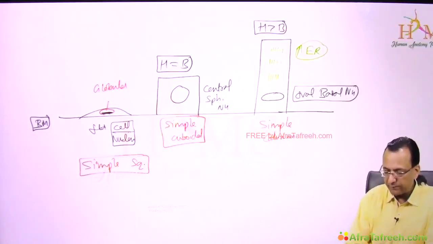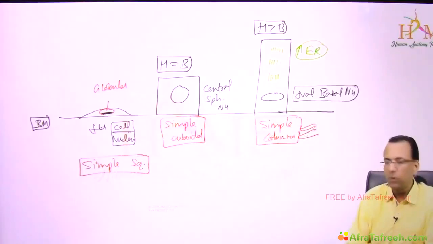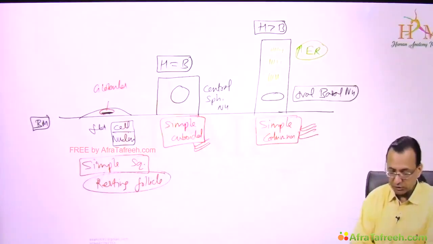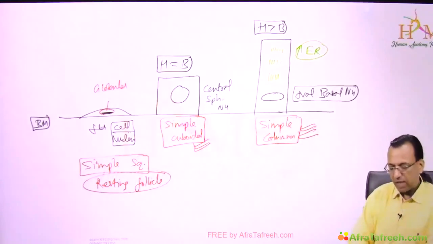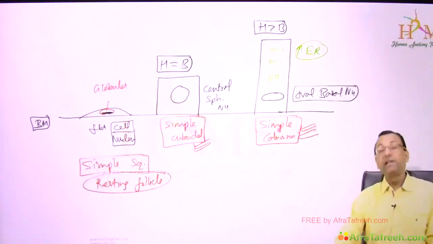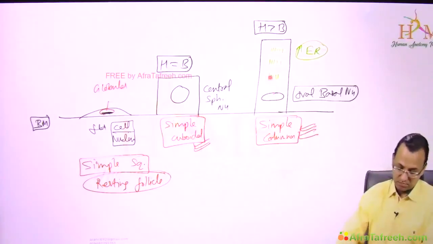Now, this simple columnar epithelium is in the actively secreting thyroid follicle. What if I simply say thyroid follicle? Then it is simple cuboidal. And what if I say resting follicle? If it is a resting follicle, then your answer will be simple squamous. So, resting thyroid follicle, simple squamous, less secretion. Simple cuboidal, normal thyroid follicle. And actively secreting thyroid follicle, simple columnar. That is the way you will tell the answer.